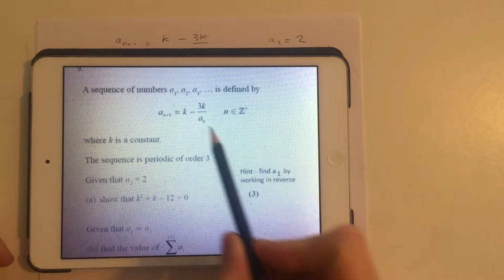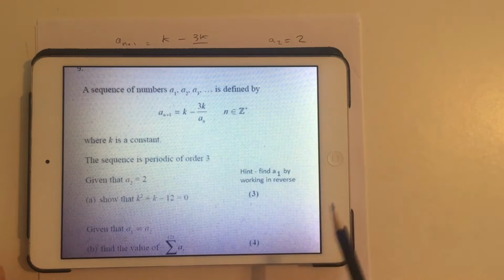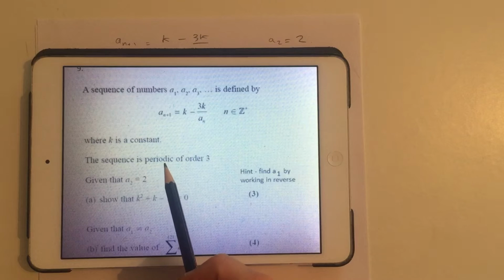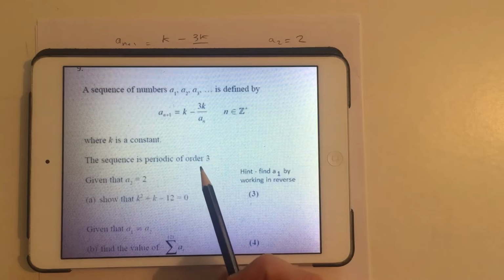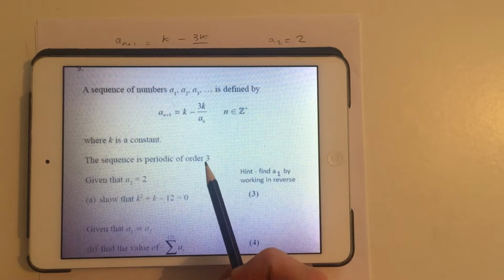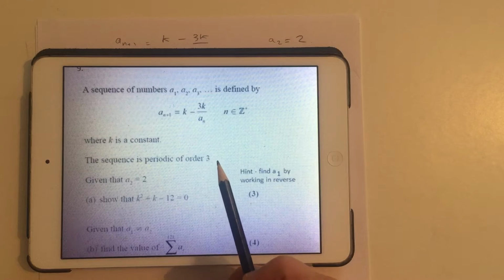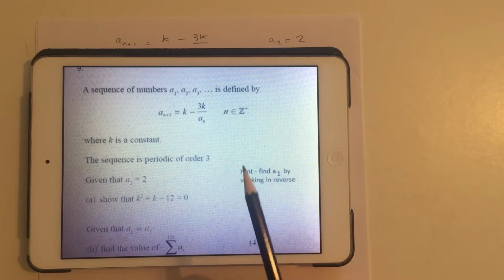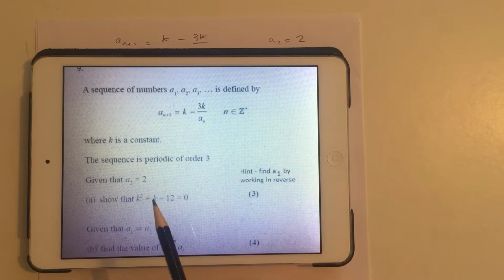Okay, so we're given this iterative formula here. We are told that k is a constant, the sequence is periodic, which means it repeats itself, of order 3, which means there are 3 terms before the sequence repeats itself. So you've got A1, A2, A3, and then A4 would be the same thing as A1, A5 would be the same thing as A2, A6 would be the same thing as A3, and so on.